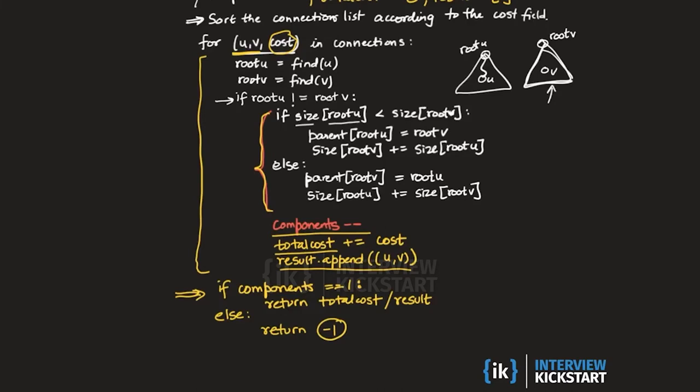The initialization cost is basically the cost required to initialize the parent and the size arrays, which is basically just order n. So I'm not going to take that into account. I'll just write it here.